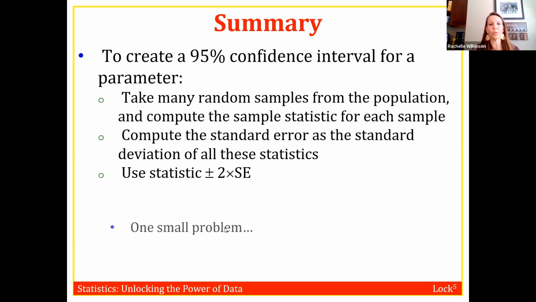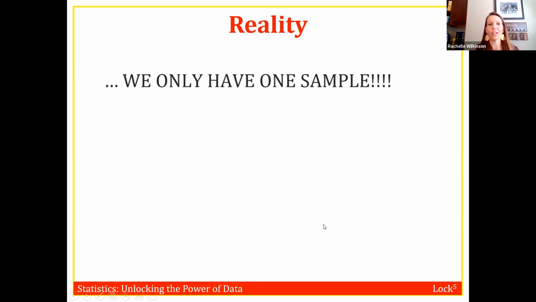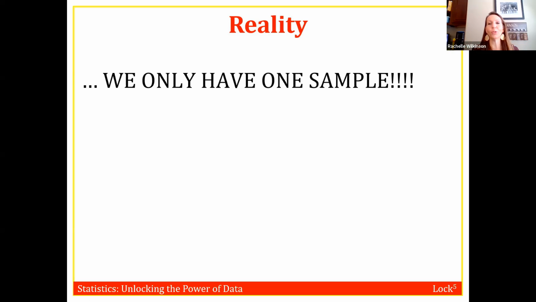Can anybody think about what the problem is? So this method requires me to take many random samples from the population. In real life, we don't take lots and lots of samples. We only take one sample. So what are we going to do when we only have one sample? And that's the cliffhanger that I'm going to leave you on for the weekend. So on Tuesday when we come to class, we're going to solve this problem, and we're going to tell you what we're going to do when we only have one sample.